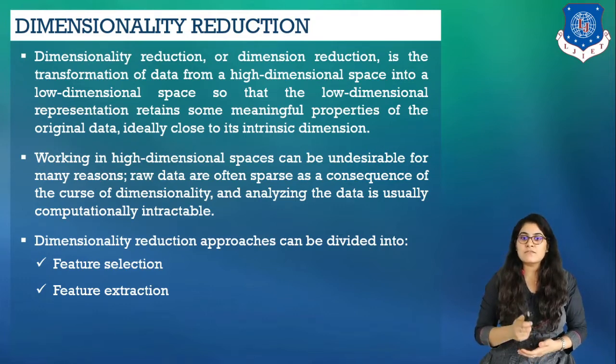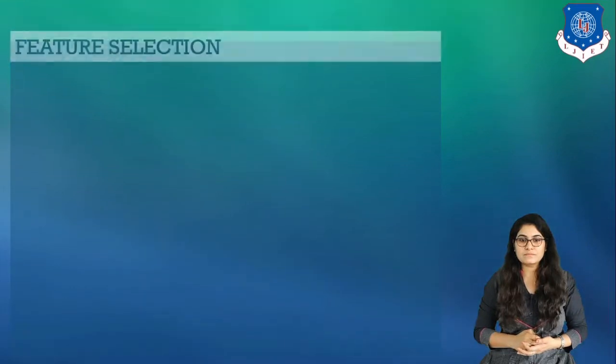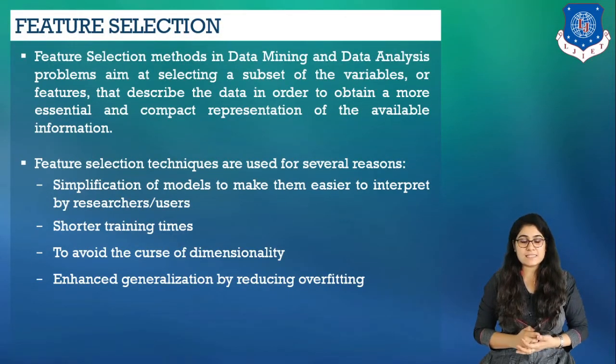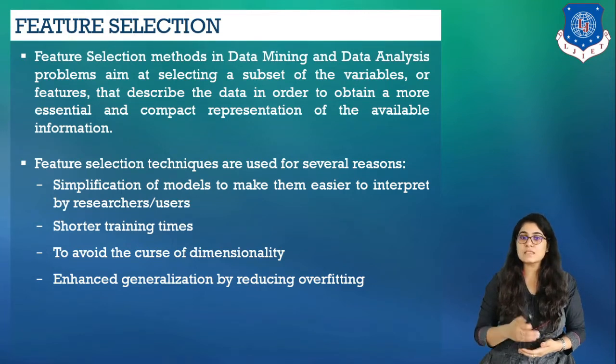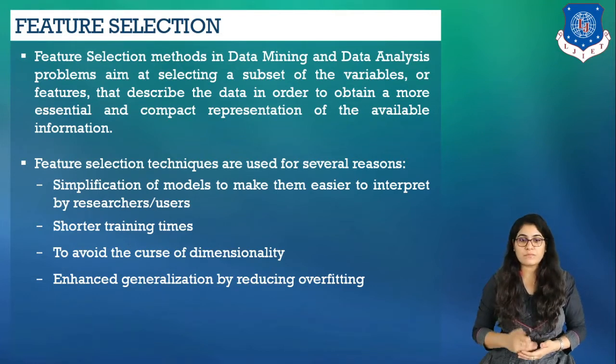So let's discuss feature selection. In machine learning and statistics, feature selection, also known as variable selection, attribute selection, or variable subset selection, is the process of selecting a subset of relevant features, or variables or predictors, for use in model construction. Feature selection methods in data mining and data analysis aim to select a subset of the variables or features that describe the data in order to obtain a more essential and compact representation of the available information.